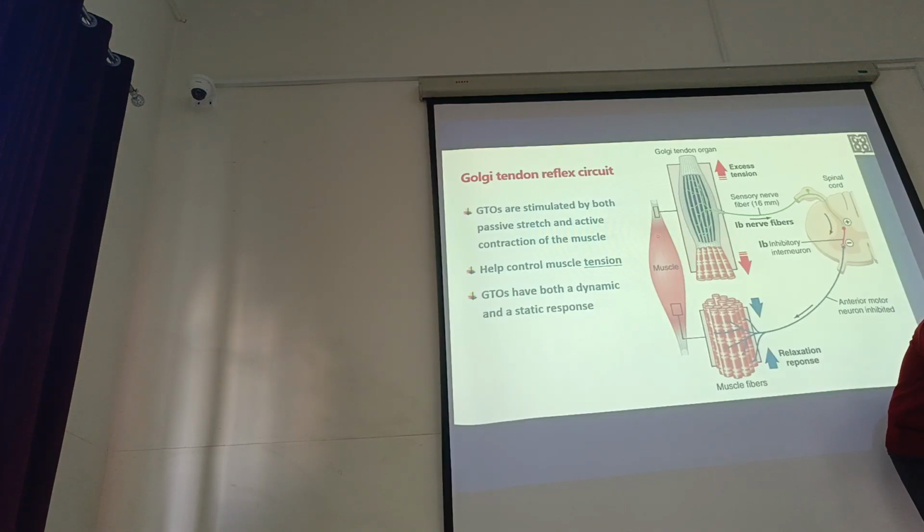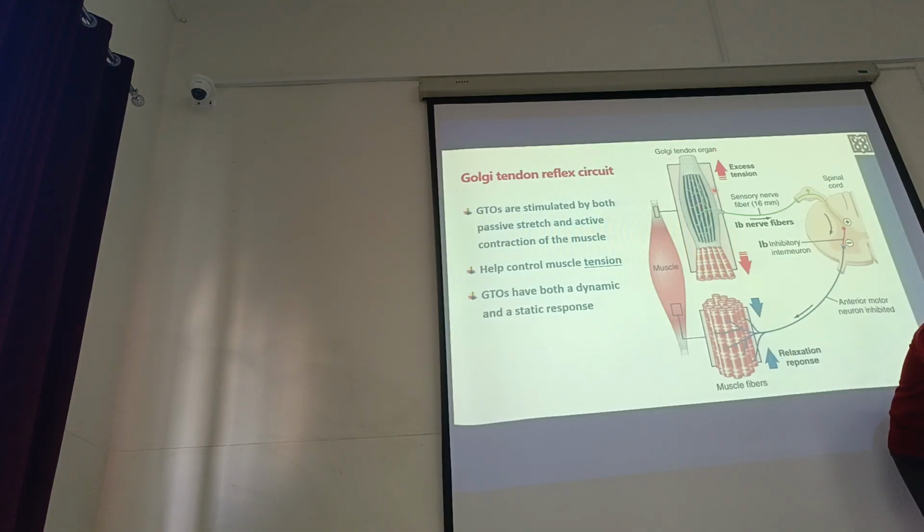Here we have the muscle, skeletal muscle. So at the junction of the muscle and the tendon, we have the Golgi tendon organ. So let's see a larger view of this here. So this part of the muscle is shown here, right? So we have muscle fibers here and tendon here. So here we have a Golgi tendon organ, so a receptor.